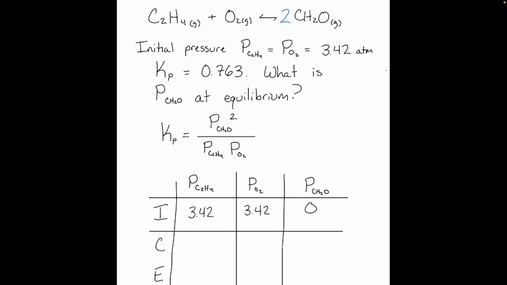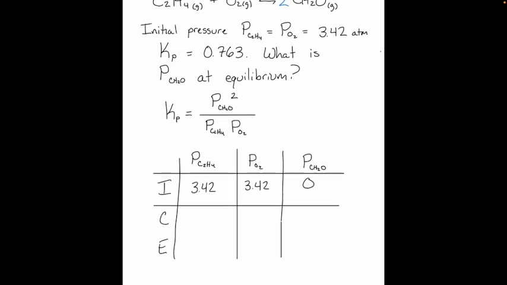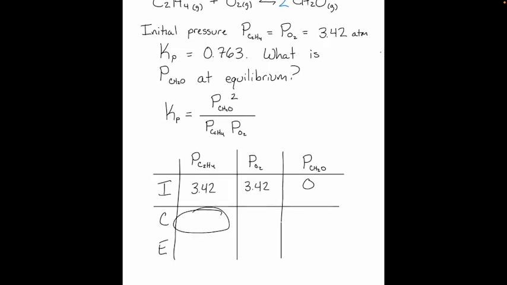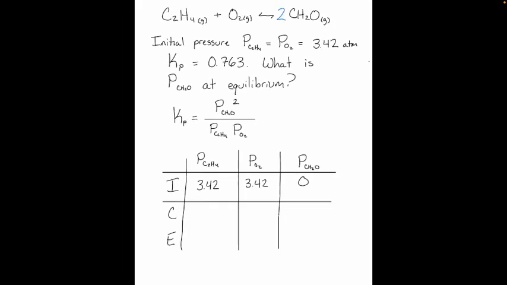When I do my change, what's going to go in my change box for my C2H4? What's going to be the sign? Negative, because it's a reactant, right? And there's no coefficient out front, so this will just be negative x. What about for the oxygen, positive or negative? This is also going to be negative because oxygen's also a reactant here, right? Reactants get consumed, they go down.